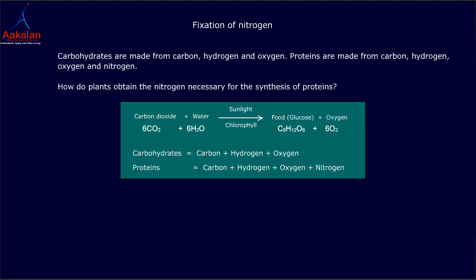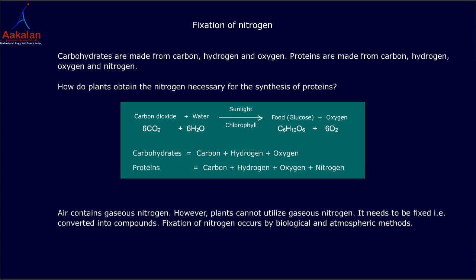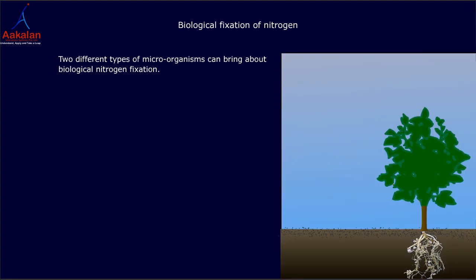How do plants obtain the nitrogen necessary for the synthesis of proteins? Air contains gaseous nitrogen. However, plants cannot utilize gaseous nitrogen. It needs to be fixed, that is, converted into compounds. Fixation of nitrogen occurs by biological and atmospheric methods.